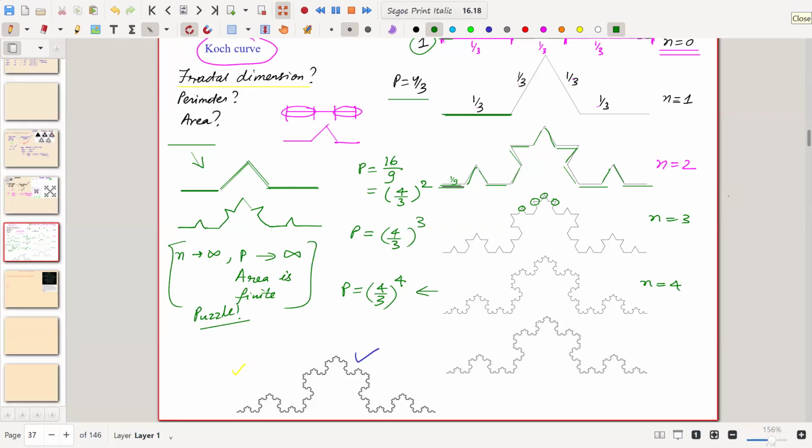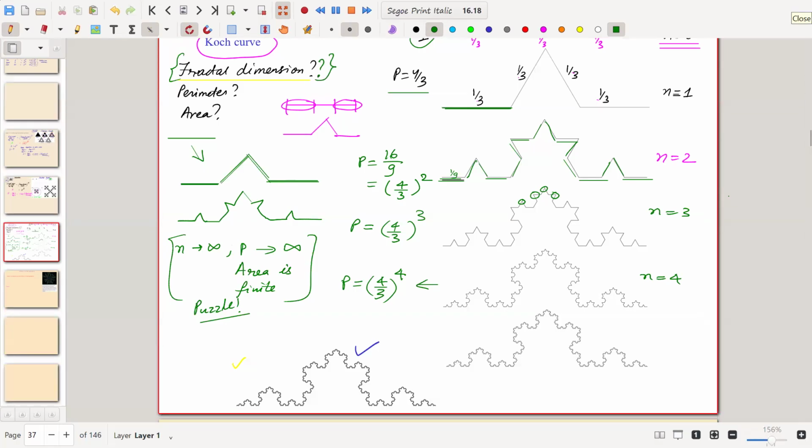But the dimension is your homework. What is the fractal dimension? What is the fractal dimension of the Koch curve? That is your assignment.